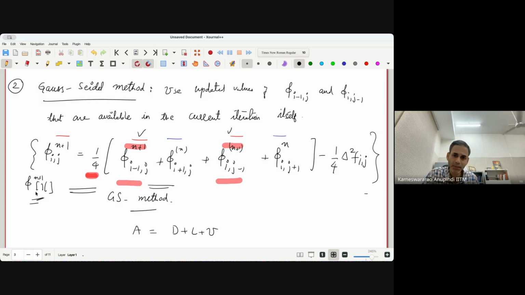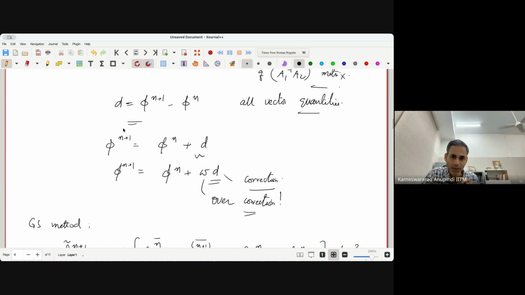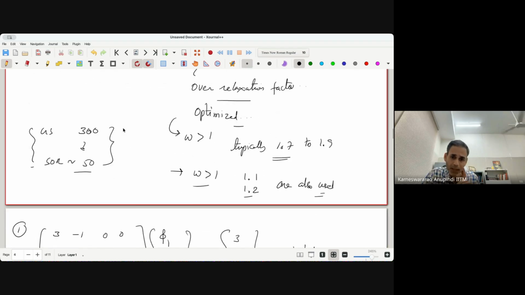You can override the existing values, right? Because as soon as you have updated, you can override them, and that value will automatically be used when you go to the next grid point. Okay, so that's what I wanted to say in the context of the point Jacobi and Gauss-Seidel implementations. Now let's look at this problem.